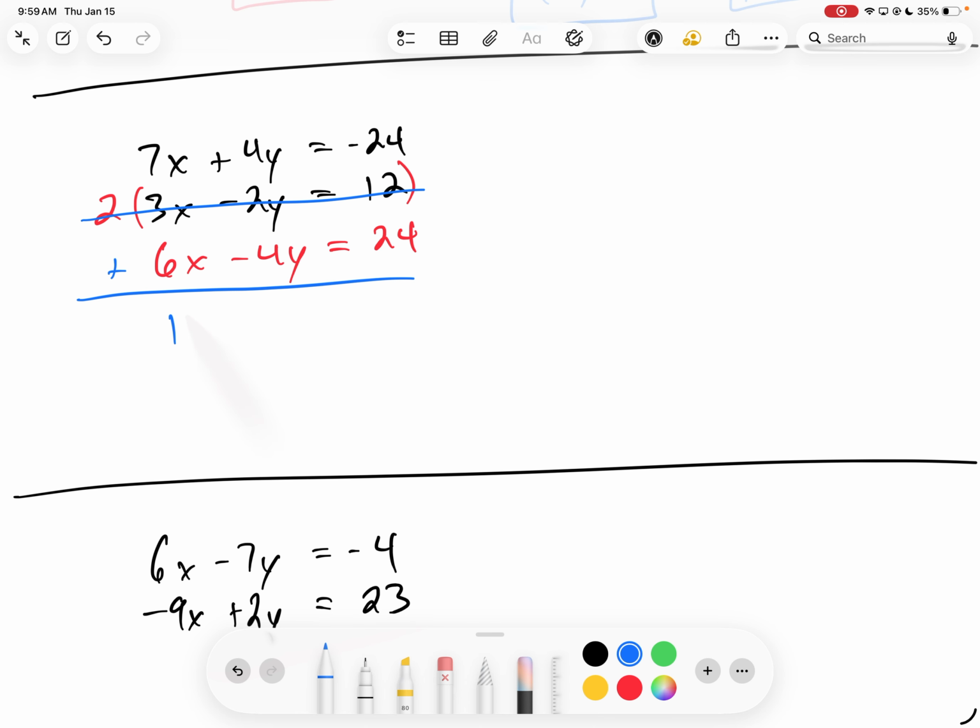7x plus 6x would be 13x. 4y, -4y cancel out. -24 plus 24 is 0. That is fine that that's a 0. 0 is just a number. So we continue just like we're supposed to. So divide both sides by 13. 0 divided by anything is 0.